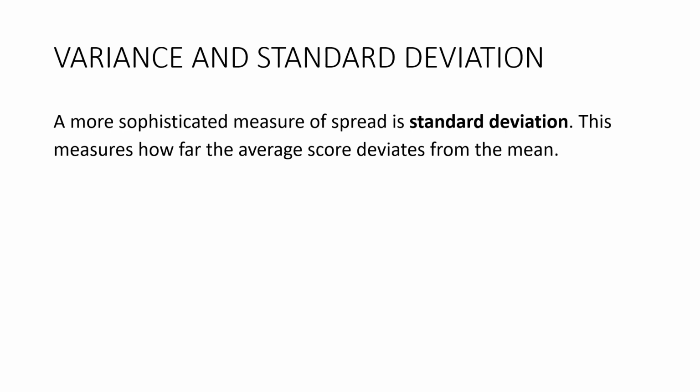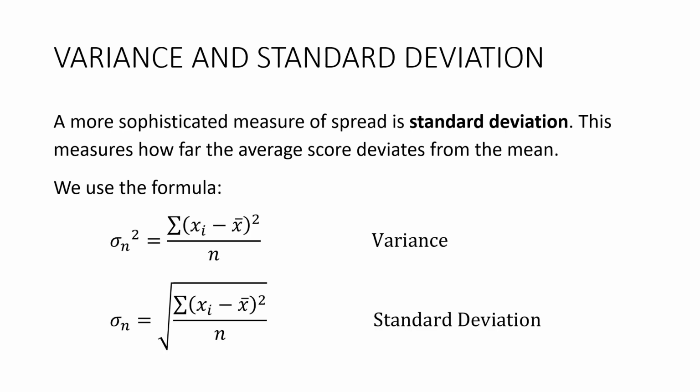Now, a more sophisticated measure of spread is standard deviation. This measures how far the average score deviates from the mean. There's a couple of formulas I want to show you. So here's standard deviation down here, but the square of standard deviation is variance. So let's have a look at this formula here.